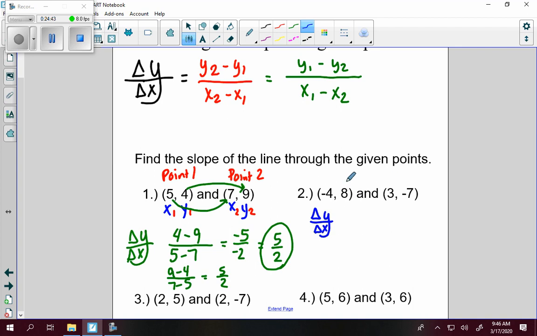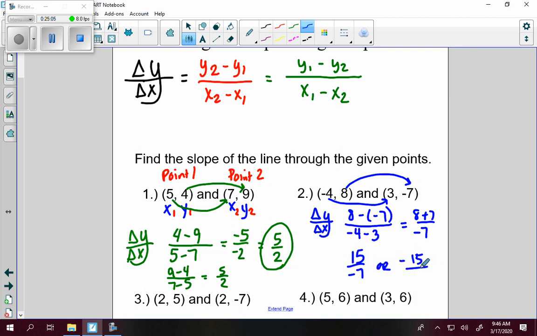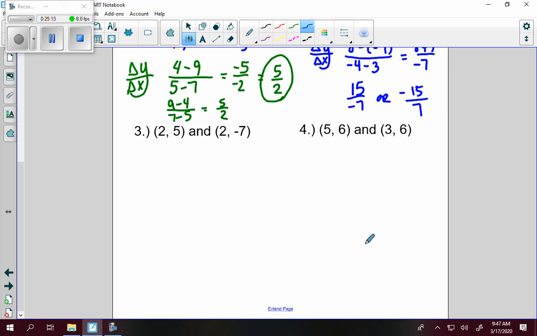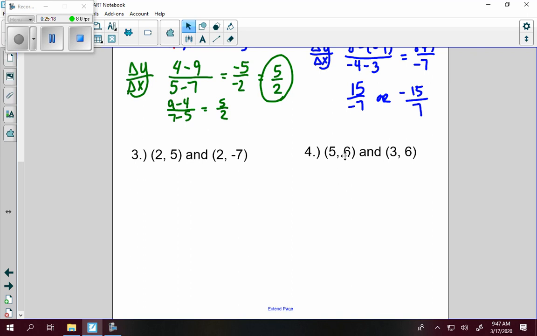Okay, I'm going to go on. So I'm going to do 8 minus negative 7 over negative 4 minus 3. Remember, minus negative would really be 8 plus 7 over negative 7. So this would be 15 over negative 7 or negative 15 over 7. It does not matter which way you write it, because as long as the negative is there, the whole thing is negative. Awesome? All right. Moving on to our next one.